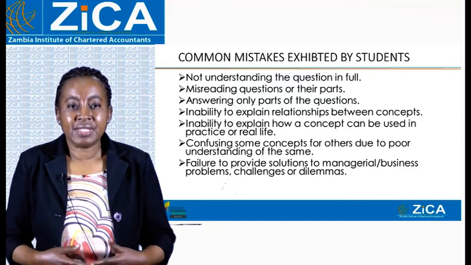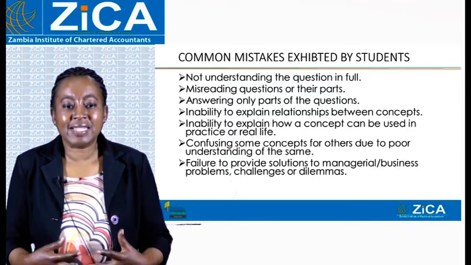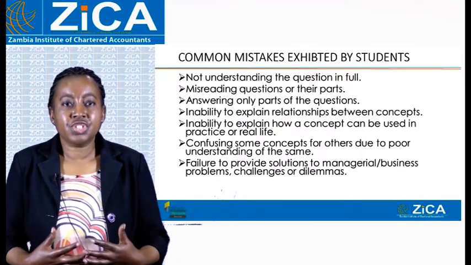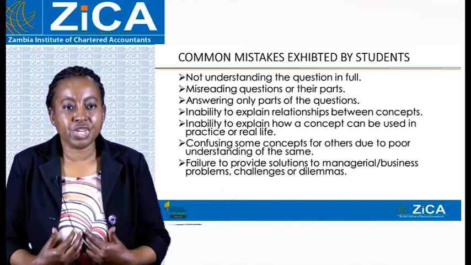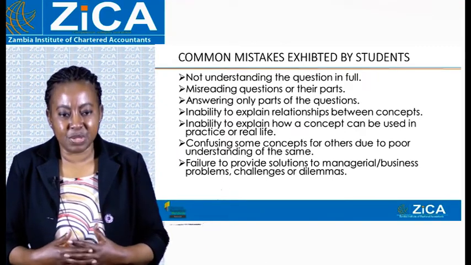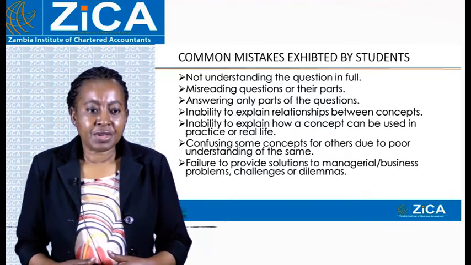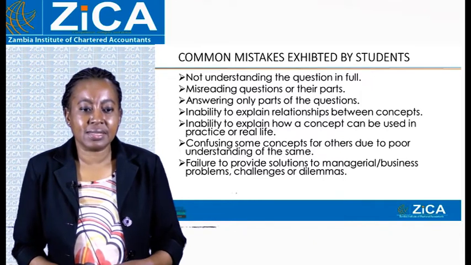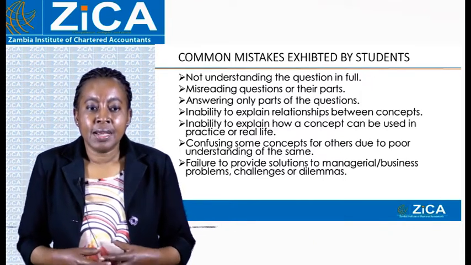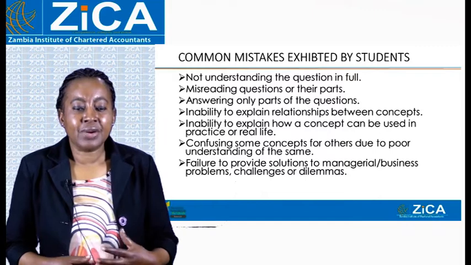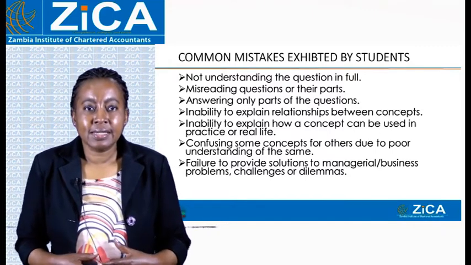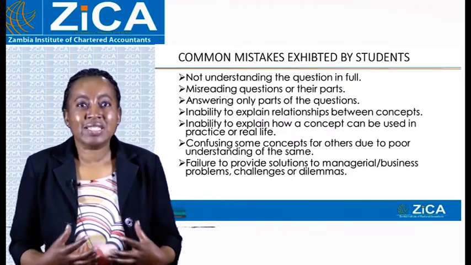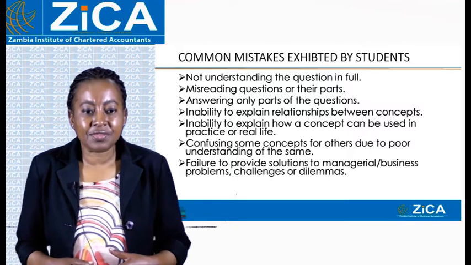Sometimes you may be presented with a scenario type of question where the examiner is asking, what should the manager do in such a situation? These are questions where you need to apply a solution to that particular scenario that has been presented. Another common mistake is failure to provide solutions to managerial business challenges or dilemmas. This is where an examiner wants to know what kind of critical thinking skills you have.